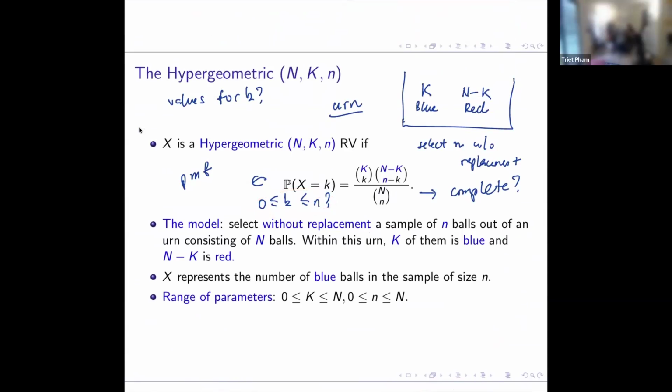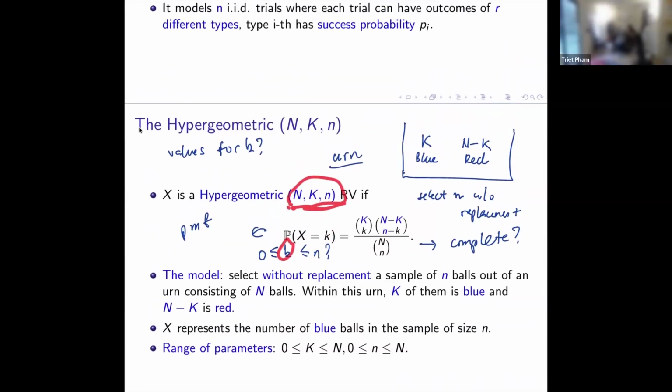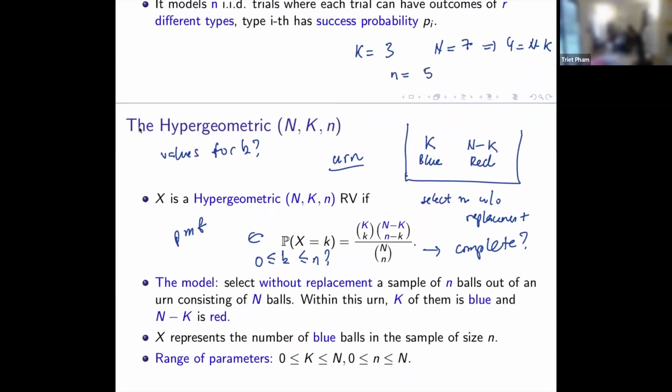Oh, the answer is no. The range of k here is actually a bit more complicated. K here depends on the interaction between these parameters. So let's give an example. Let's say you have 3 blues, and let's say you have 7 balls total, so 4 red. And let's say I sample 5 out of this. So out of 7 balls, I sample 5.